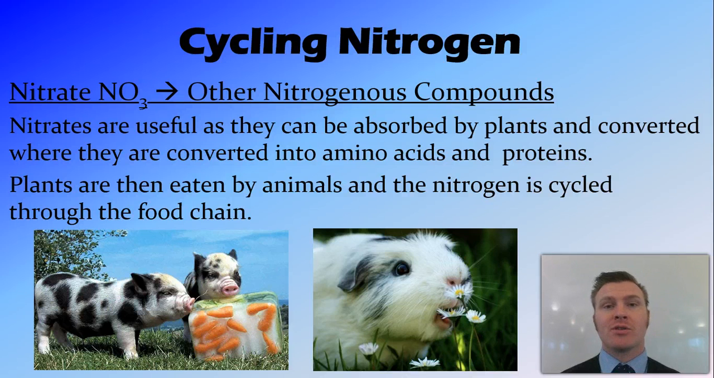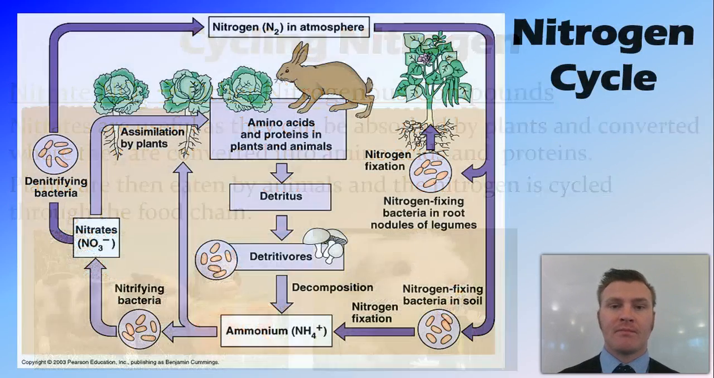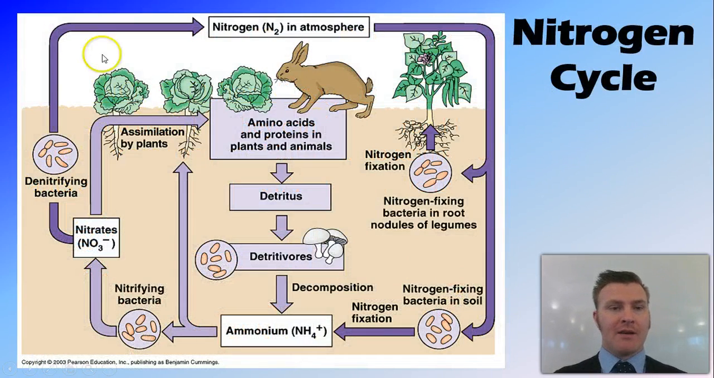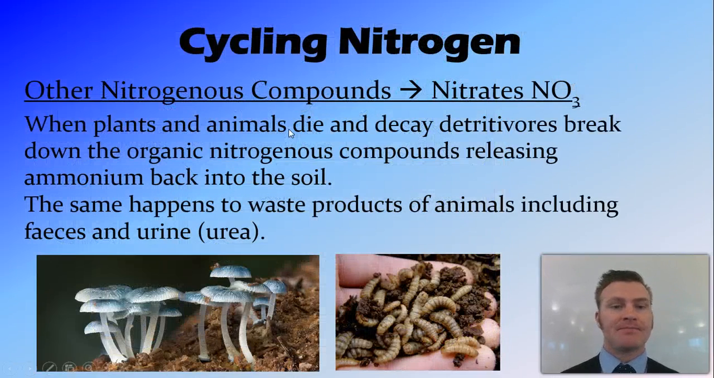This then cycles through the food chain, with those plants being eaten by primary consumers, those primary consumers being eaten by secondary consumers, and so forth. So all this nitrogen then is able to cycle through the food chain. So we have here the plants eaten by the heterotrophs, turning it into amino acids and proteins.